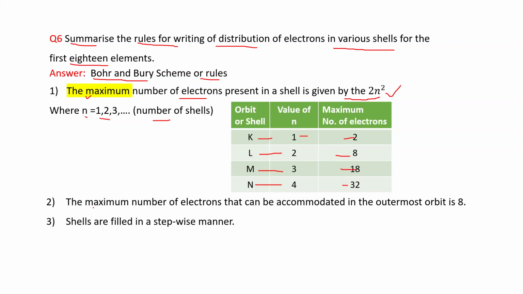Okay. Second one is, the maximum number of electrons that can be accommodated in the outermost orbit is 8. And these shells are filled in a stepwise manner. It means first inner shells are filled, then outer shells are filled.